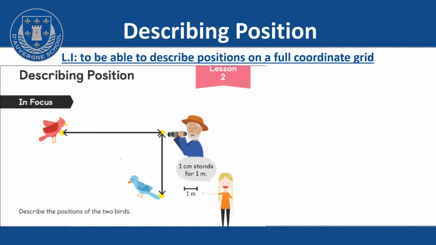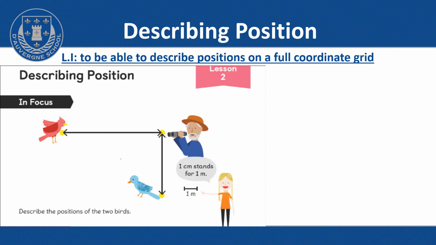So here we've got this gentleman who is a bird watcher, and we can see we have a pink bird and a blue bird. So we need to think about how we can describe the position of the two birds from the gentleman. Okay, so if you were going to turn to your partner and describe where the pink bird is in relation to the bird watcher, you might say the pink bird is left of the bird watcher.